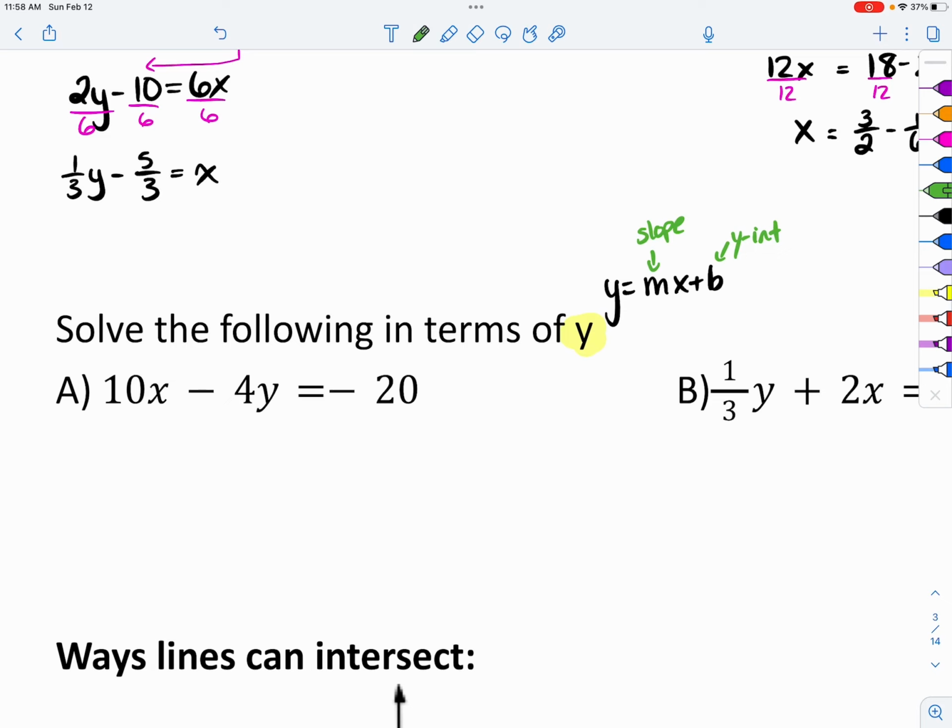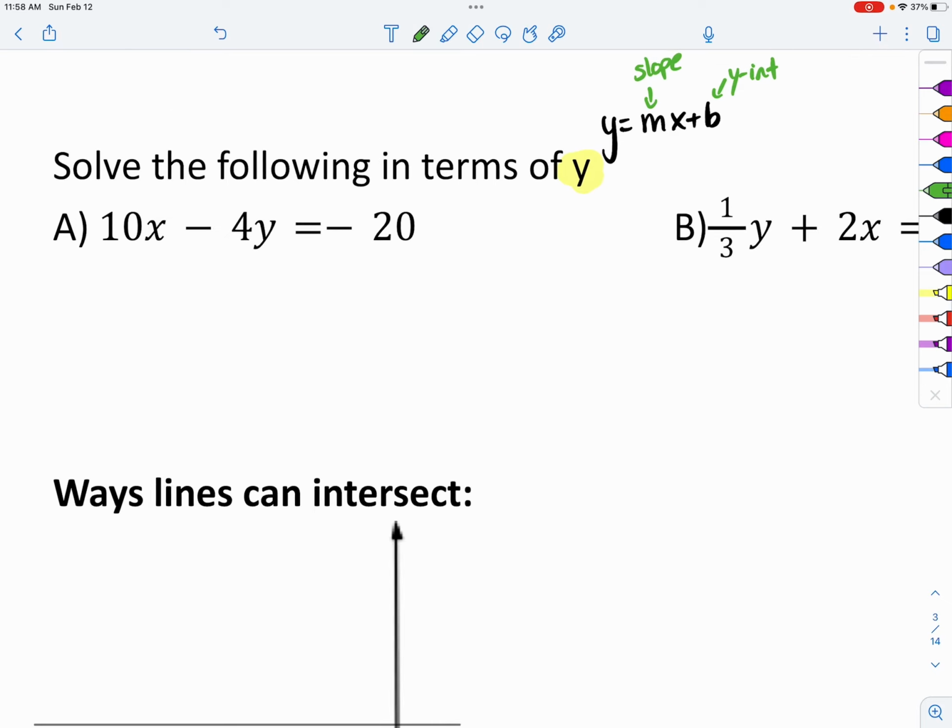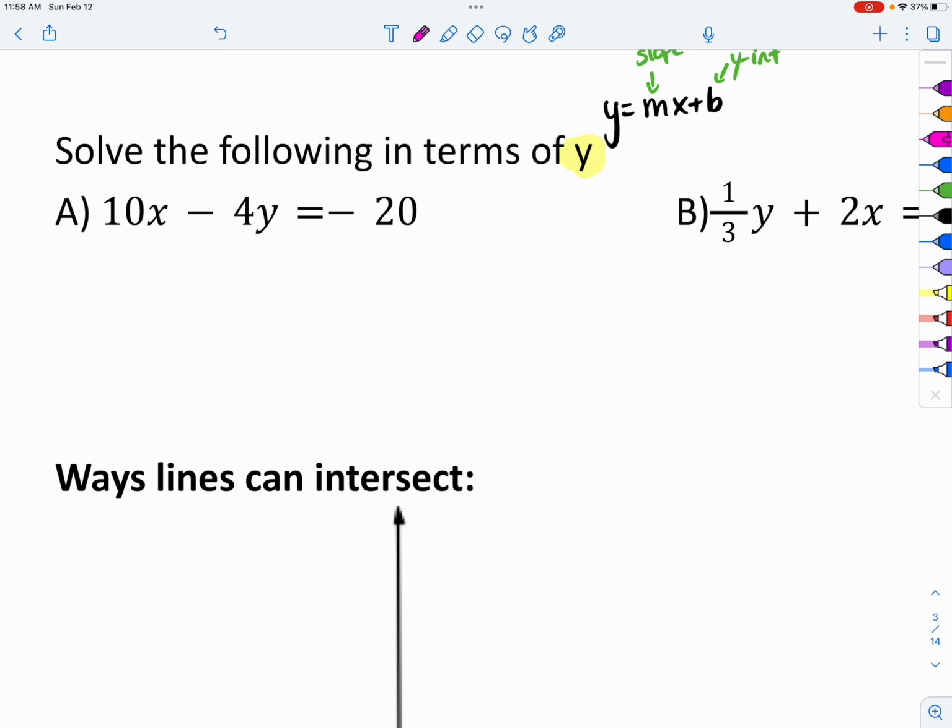All right, so let's solve these three equations, A, B, and C, in terms of y. I'm going to move the 10x over. I'm going to have a lot of negatives, and I'm purposely doing it this way just so you can see common mistakes that might happen. I'm going to put the x term in front of the number -20, just to keep it in the y equals mx plus b format. Now divide by a -4.